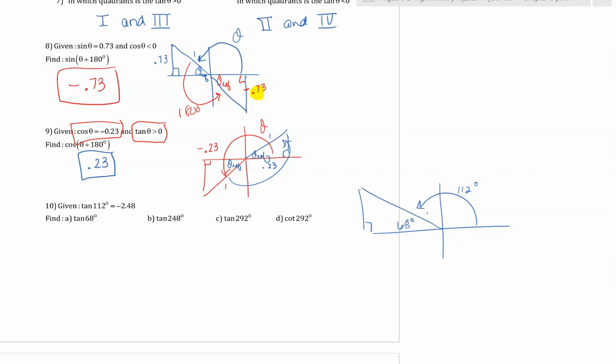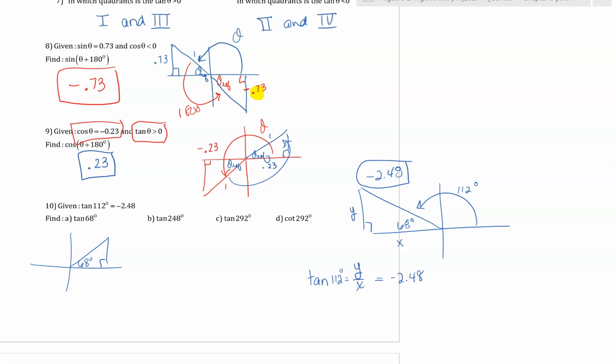Okay, so the tangent is negative 2.48. Let's say now I wanted the tangent of a 68-degree angle. Notice it's the same reference angle. So if the tangent of 112 degrees is negative 2.48, what would the tangent of the 68-degree angle be? Go ahead and pause the video and think about that.